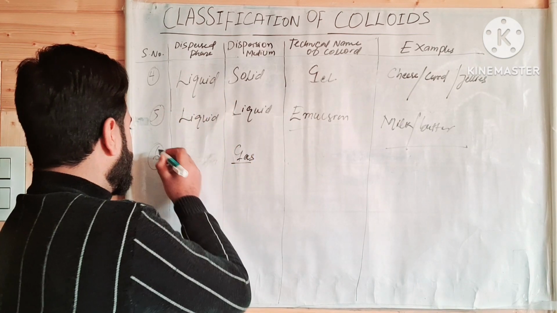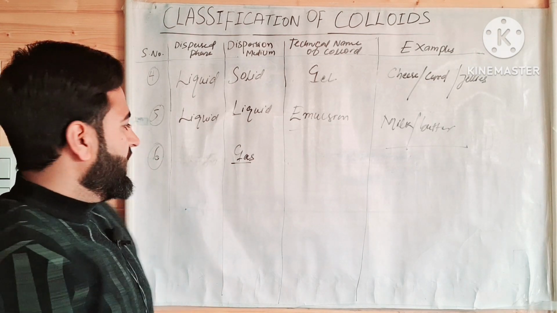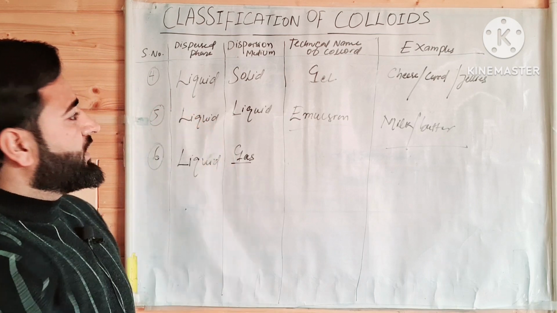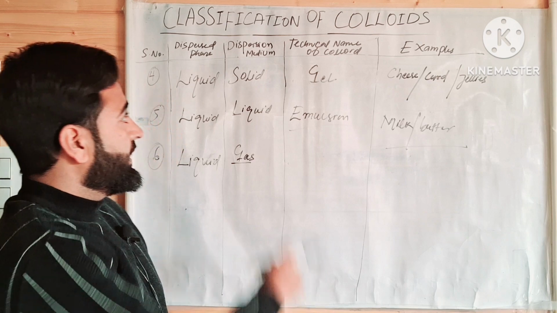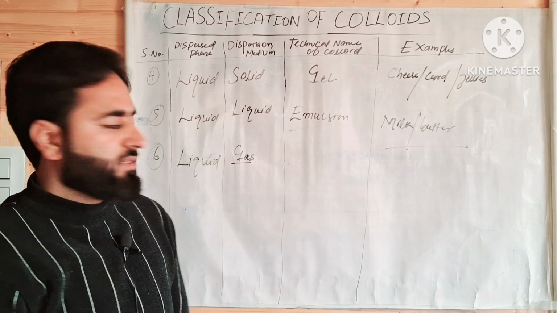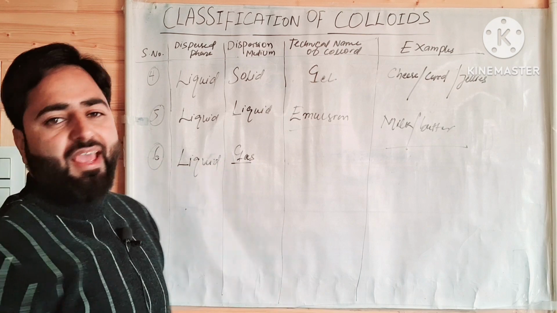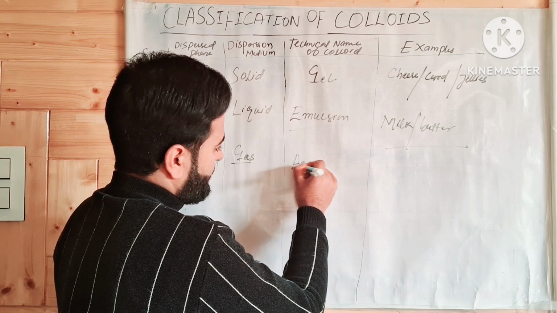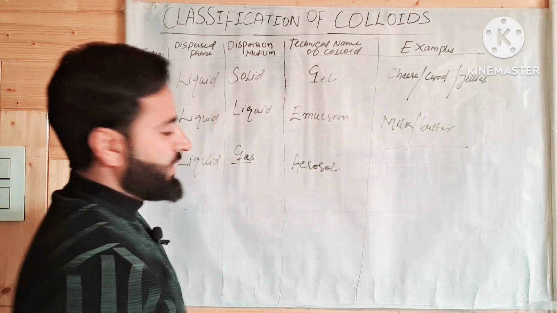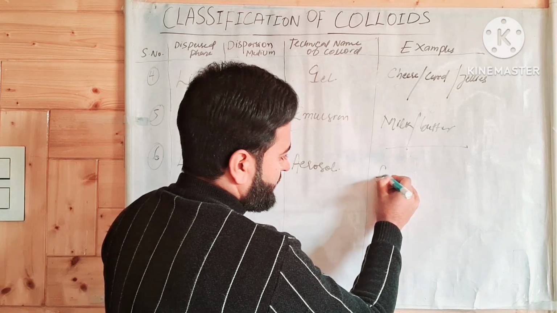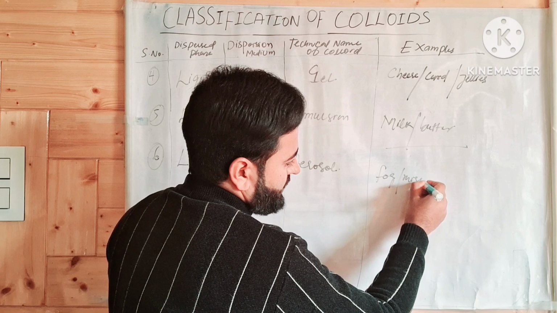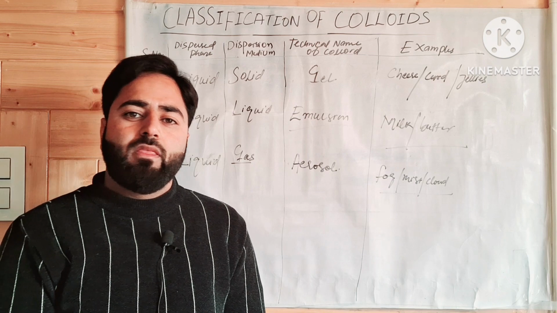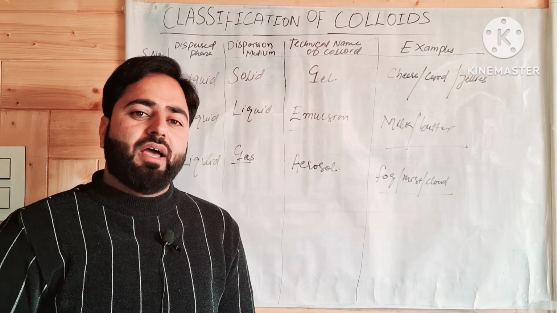And the sixth is liquid in gas. Again, the dispersed phase is liquid and the dispersion medium is changing to gas. The technical name of the colloid is aerosol. The examples are fog, mist, and cloud. Fog is simply water droplets suspended in the air.